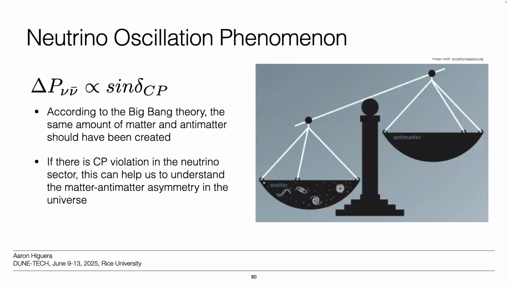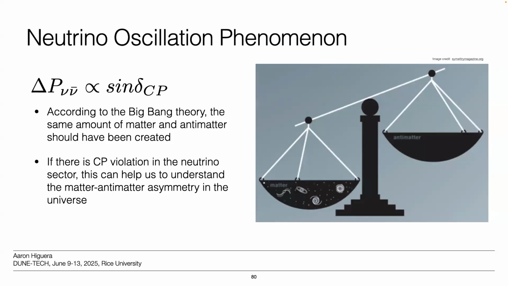And that has significant implications in our understanding of the universe. If you go back and think about the Big Bang, the Big Bang theory tells you that at the beginning of the Big Bang should be the same amount of matter and antimatter, right? But when matter and antimatter meet, what happened?